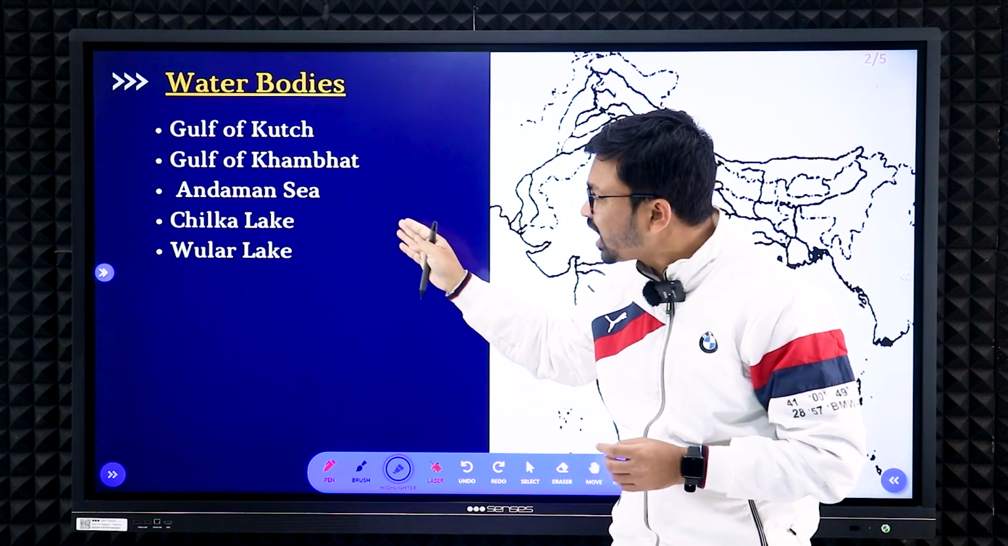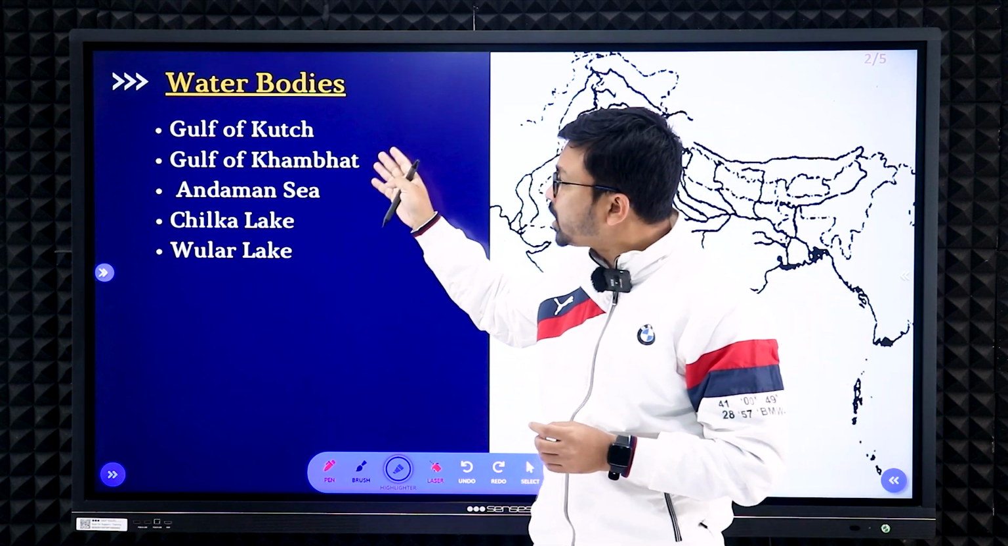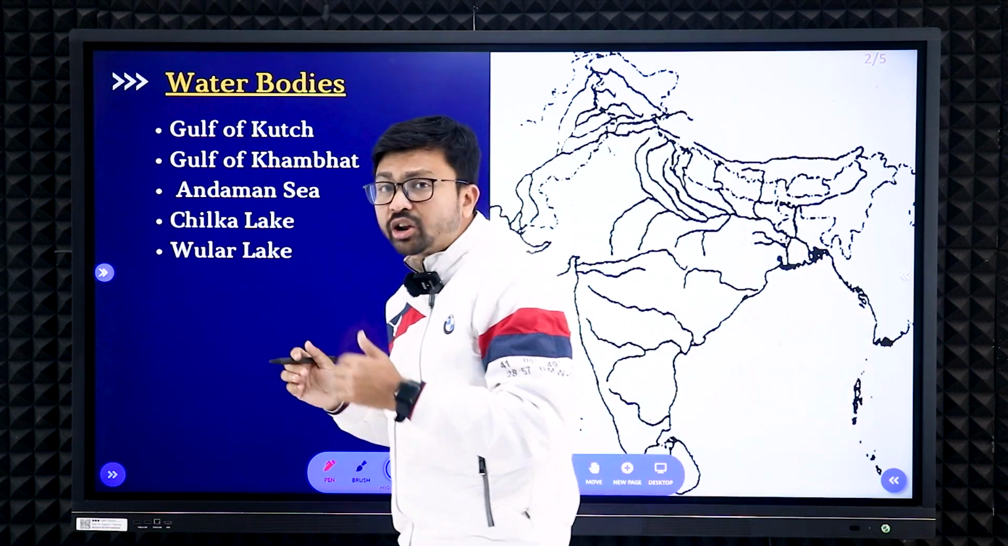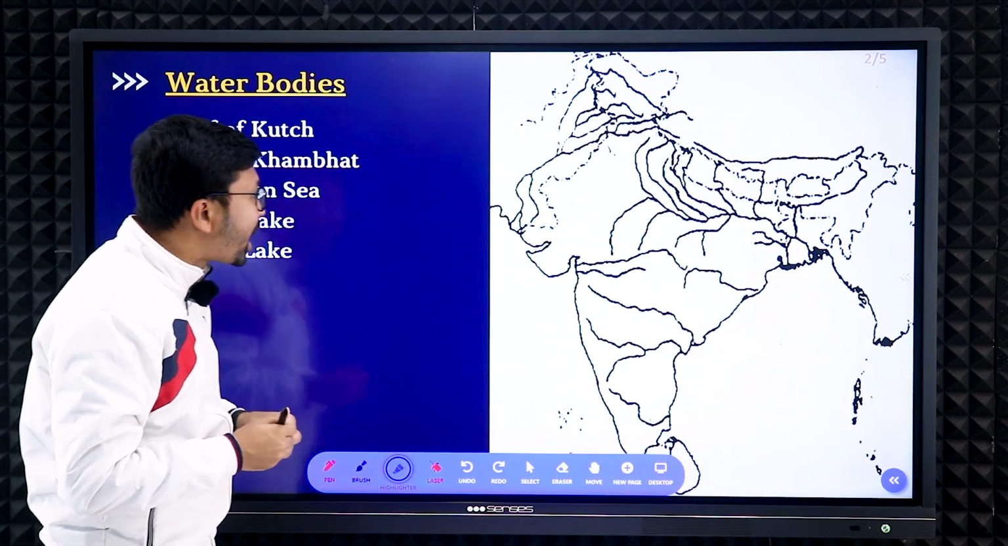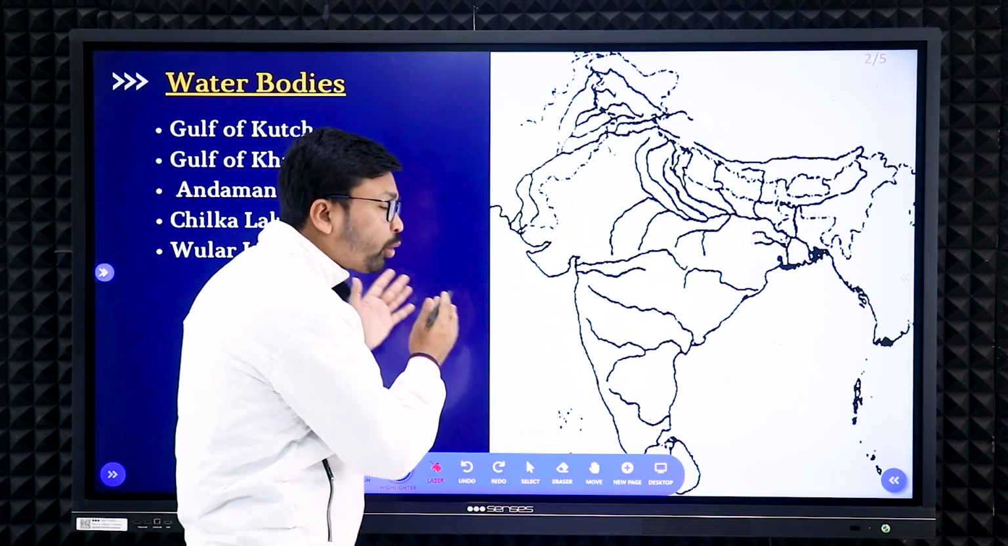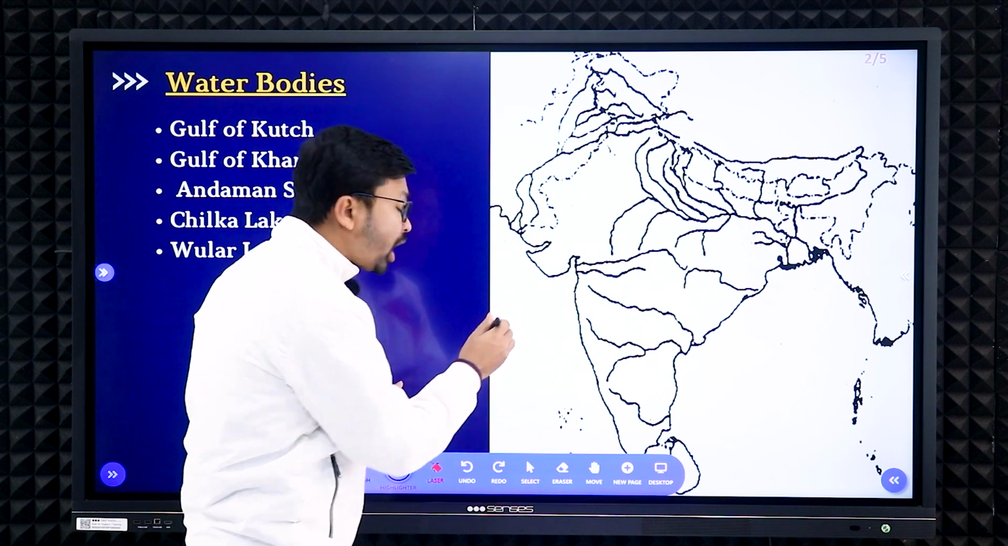2 lakes, that is Chilka Lake and Ular Lake, and 3 major water bodies, that is the Gulf of Kutch, Gulf of Khambat and Andaman Sea. Here we'll do one by one how you have to mark those things. So first, Gulf of Kutch. You remember Gulf of Kutch, that is the western side, right? Western side. So how will you mark?